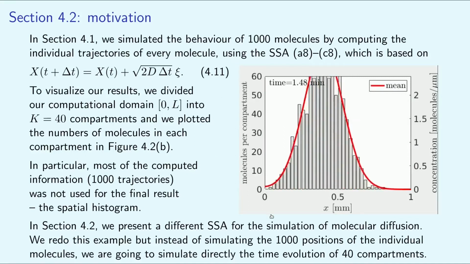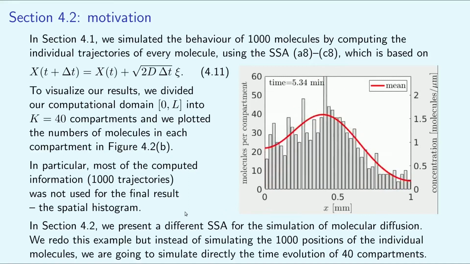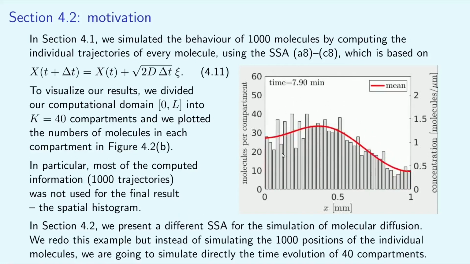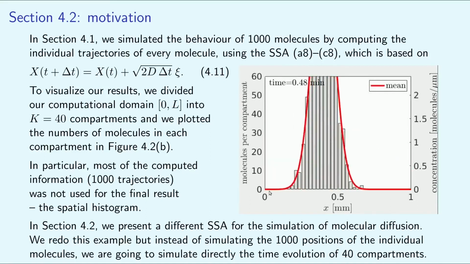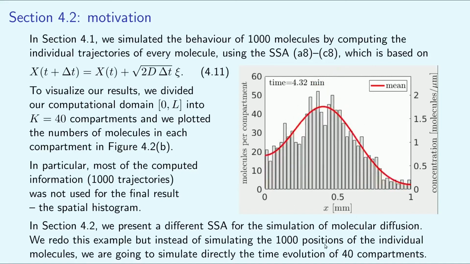In particular, most of the computed information, like the details of 1000 trajectories, was not used for the final result, which was presented as the spatial histogram. We visualized only 40 numbers, the number of molecules in each compartment, instead of 1000 computed positions of molecules.